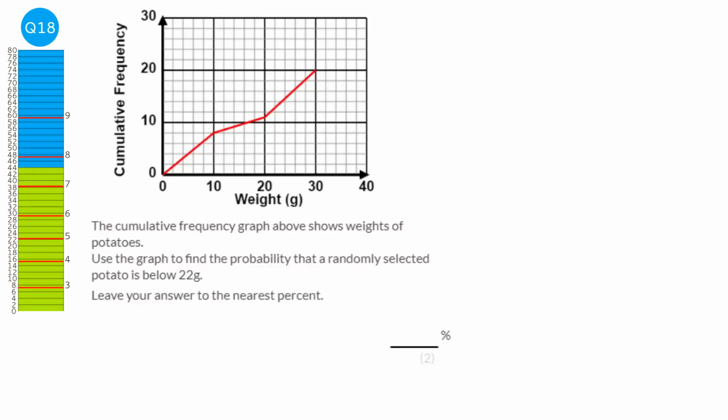So we're going to first of all find out how many potatoes were below 22 grams. So we're going to draw a line up at 22 and a line across, and that is 13. So there are 13 potatoes below 22 grams. And so to work out the probability of picking one below 22 grams, it's the amount that we have below that weight over the total amount of potatoes, which will be 20. So it would be 13 over 20, which is equal to 65 over 100, so that would be 65%.